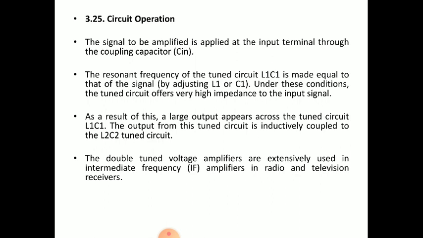In radio and television receivers, if you see the block diagram, we have different tuned amplifiers. First the receiver circuit, then followed by a single tuned circuit, then followed by the IF frequency circuit, then followed by power amplifiers. Like this we have different amplifiers in that application. For a particular block, that is the IF block, intermediate frequency, we use double tuned voltage amplifiers.